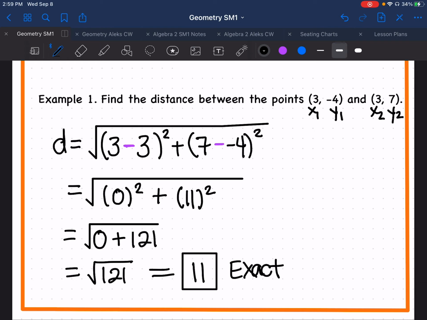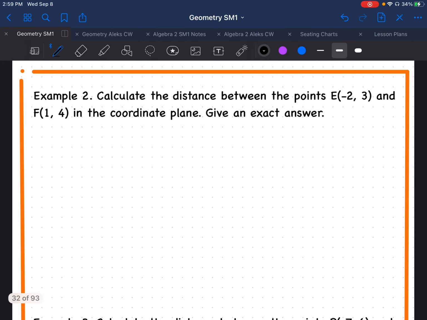All right, let's take a look at example 2. Calculate the distance between the points E, -2, 3, and F, 1, 4 in the coordinate plane. Give an exact answer. I'm going to label point E as my x1, y1, and my point F as x2, y2. There's really no reason why I labeled E the 1s and F the 2s. It's totally at my discretion. It's my choice which one I do.